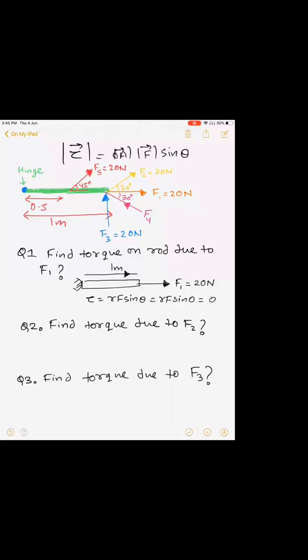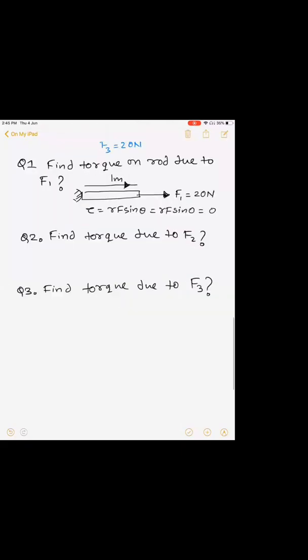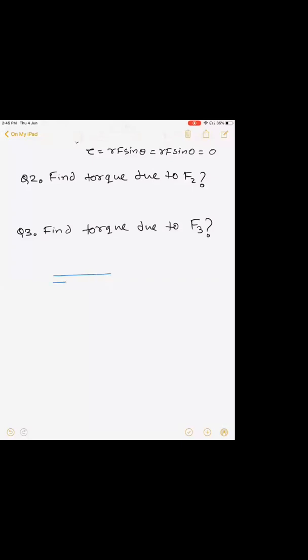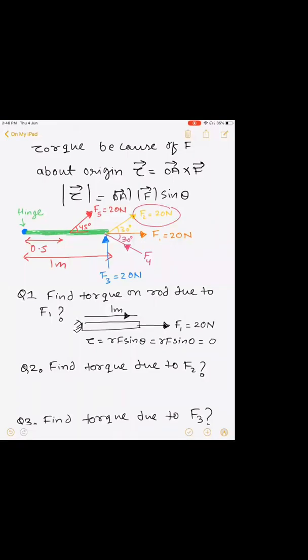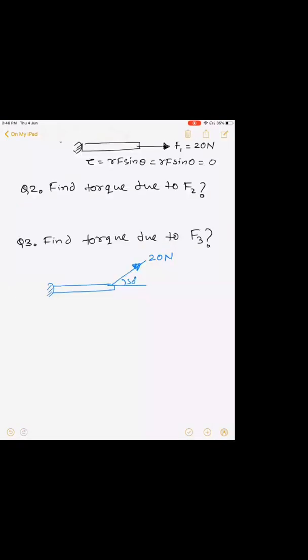Look at only F2. Let's draw only F2. Solve one by one. F2 is acting like this at an angle of 30 degree. Okay, Noor? 20 Newton at an angle of 30 degree it is acting. Okay. Now tell me which component of F2 can make this rod rotate?